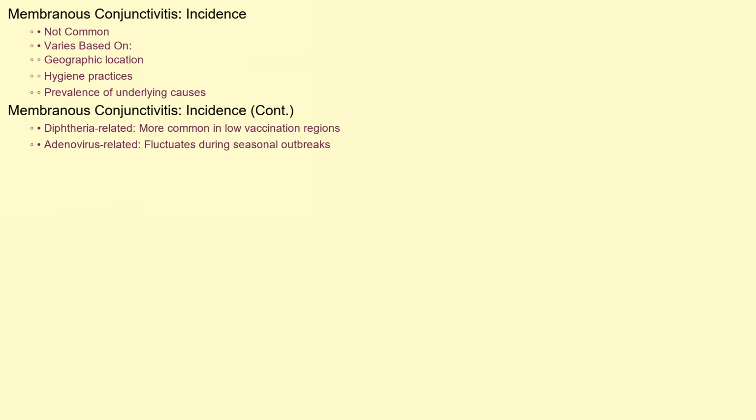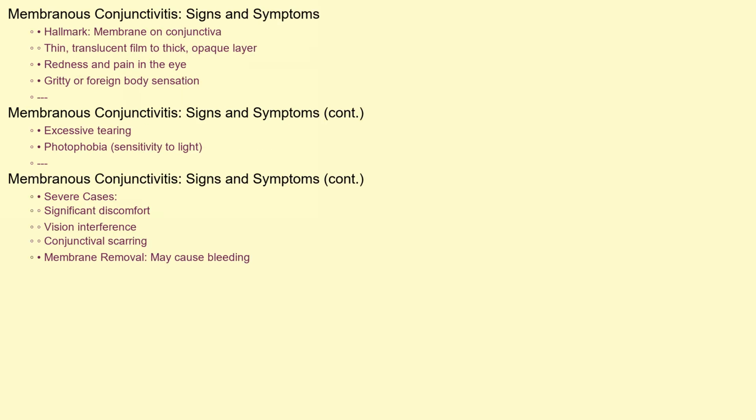The signs and symptoms of membranous conjunctivitis can be quite striking. The hallmark feature, of course, is the presence of a membrane on the conjunctiva. This membrane can range from a thin, translucent film to a thick, opaque layer. Patients often experience redness, pain, and a gritty or foreign body sensation in the eye. Excessive tearing and photophobia, or sensitivity to light, are also common. In severe cases, the membrane can cause significant discomfort, interfere with vision, and even lead to scarring of the conjunctiva. Removal of the membrane, if attempted, may result in bleeding.